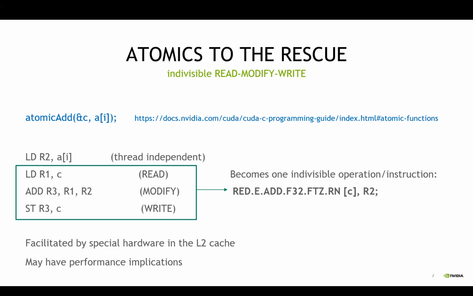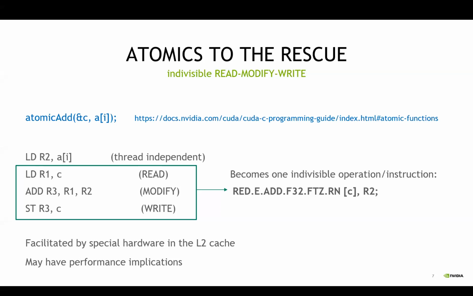Then the next thread reads that location of C, picking up the new value, adds its A of I to it, and stores it back into C. Then the next thread does the same thing, and so on, until all of the atomics are resolved. So this atomic hardware is very useful for this type of operation. It serializes the operation, but it results in defined and predictable and expected behavior.